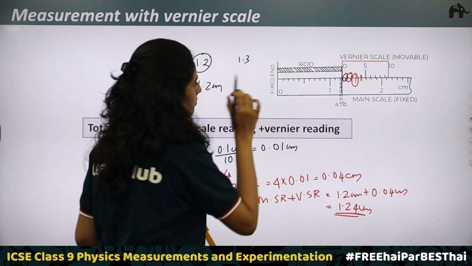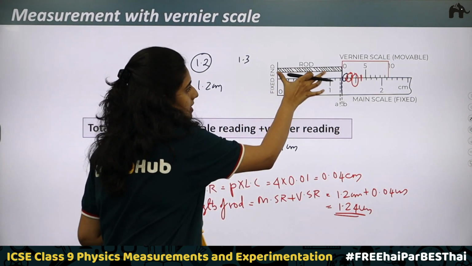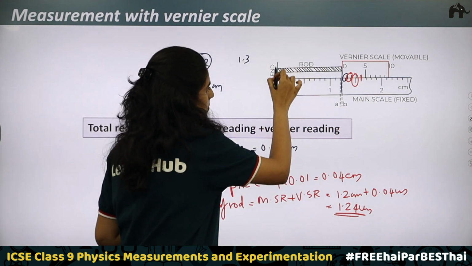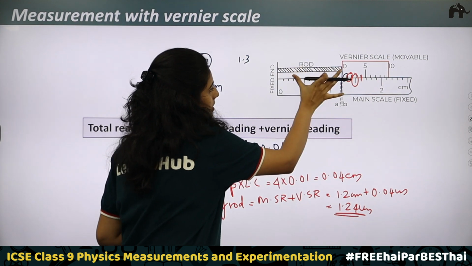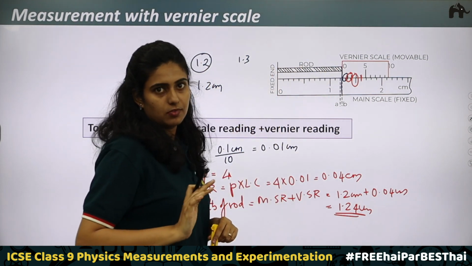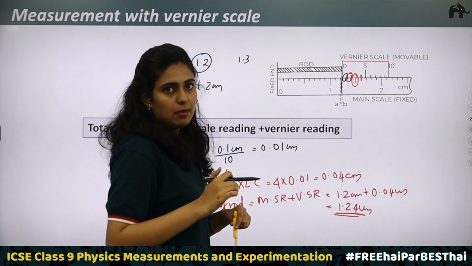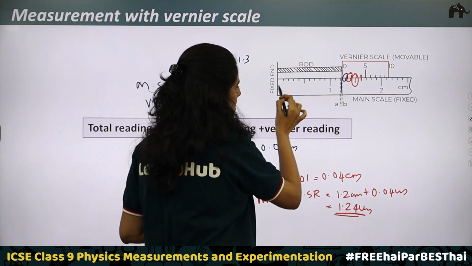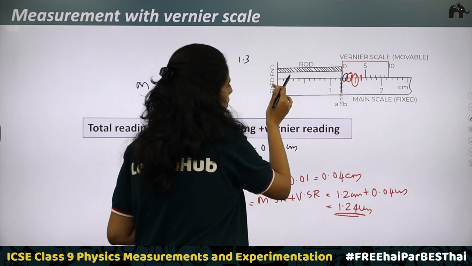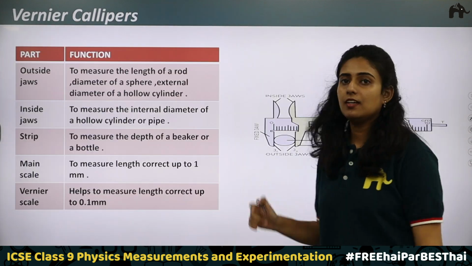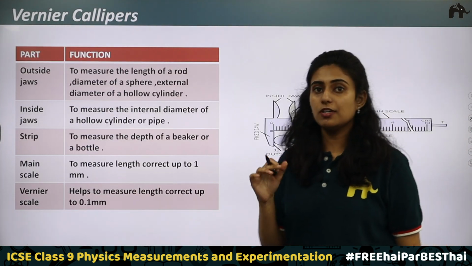Understood? So here, before placing the rod, the zero of the main scale and the zero of the vernier scale will be coinciding. When you place the object, what happens? The zero of the vernier scale will be ahead of the zero of the main scale. Clear? Now let us understand the main parts of a vernier caliper.